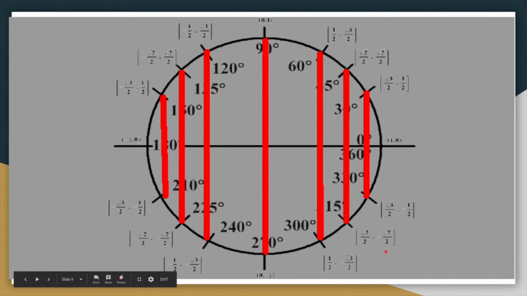For example, if we look at the cosine value of 120 degrees, it's negative 1/2. And if we go across the x-axis to its corresponding position, which is 240 degrees, the cosine value is the same, negative 1/2. Pretty simple.